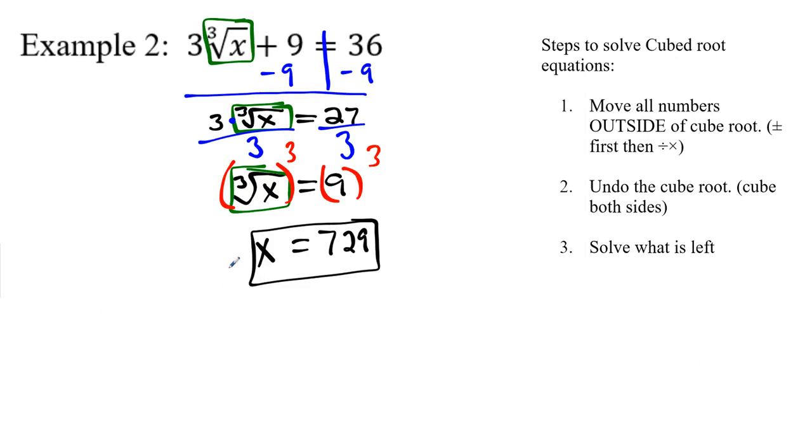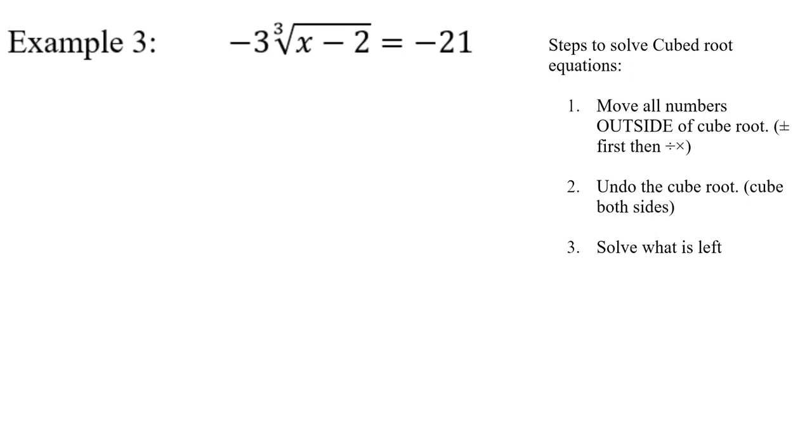Here's the correct answer for number 2. So first we had a minus 9 over. Then we divided by 3. We got our cube root by itself right here. So then we cubed both sides. Got x on the left-hand side. And then 9 cubed was 9 times 9 times 9, which is 729. Again, x has already been solved for, so we don't need to continue to solve for what is left.